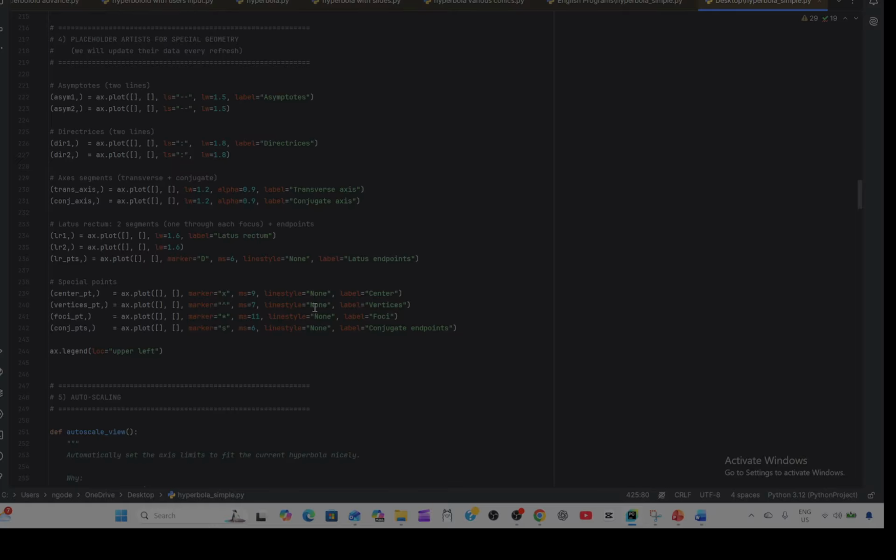So this is the way we set up the table, and you select the endpoint or the center, vertices, foci, conjugate endpoint. It is exactly the same, just only label. All this is called label. Put a label on the chart, okay?